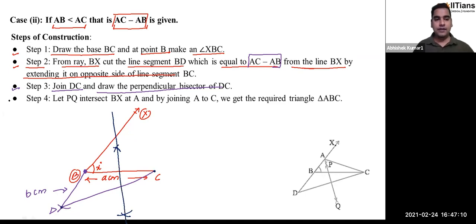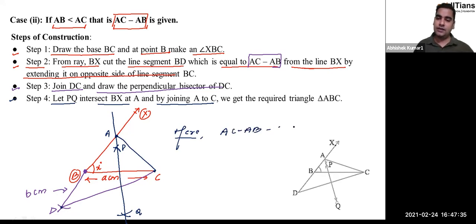What will happen? This line PQ that we have drawn, we are calling it P, we are calling it Q. This is going to intersect BX at some point, and we are going to call that point A. So this point has been called A. All you need to do is join A to C using a ruler. If you join it, you will observe that AC minus AB will be equal to B centimeter. That is the difference which we were provided.